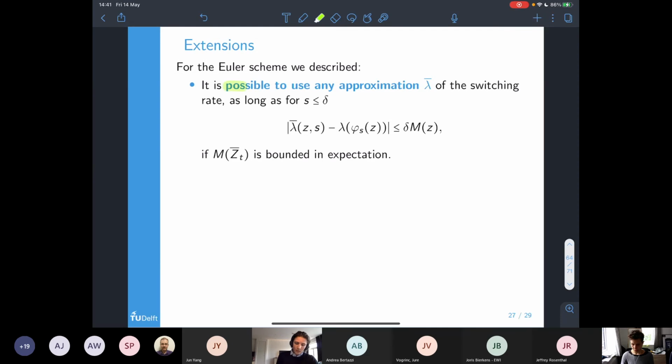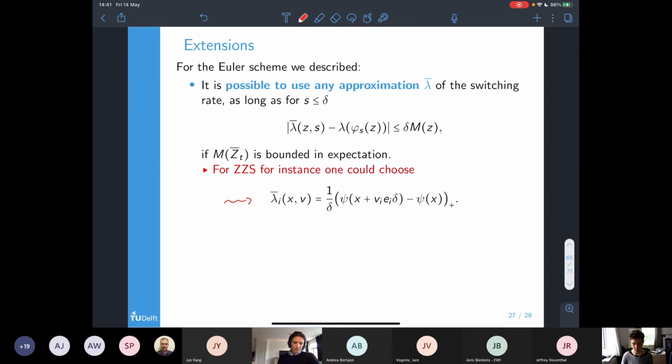We can actually use any approximation lambda bar of the switching rate, as long as we have this kind of bound. So in a way, we need it to be order delta. This is more or less what's written here. So many choices could be made. For instance, for zigzag, and I think it's nice that we can do that.